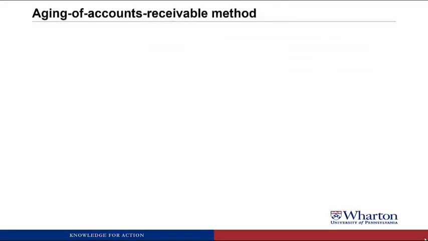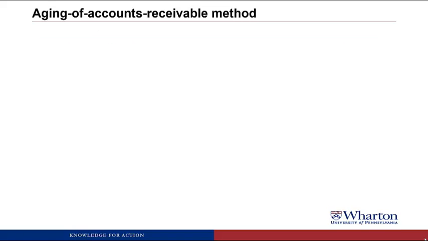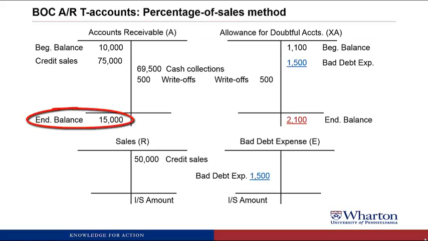Now we're going to look at the aging of accounts receivable method, where we calculate that ending balance directly and then go back and plug bad debt expense. So let's say BOC has $15,000 of accounts receivable at the end of the quarter. I mean, we don't have to say that. We can actually go back to the T account and see the ending balance is $15,000.